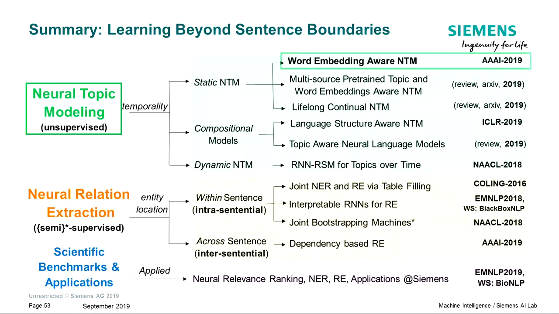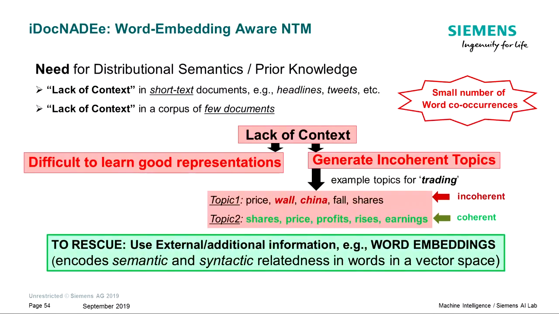And this is the first scientific direction I'm going towards. So we introduced word embedding aware neural topic modeling. This was the work in AAAI this year. And due to this lack of context, you can have a short document, you can have a small document corpus. Short document in the sense, let's say a short text, for example a headline or tweet, it's very few words only.